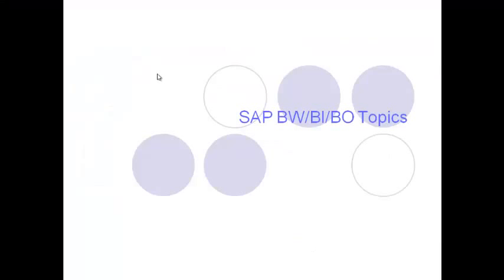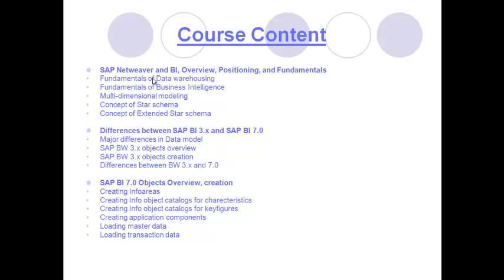So here we are going to see what topics we are covering in SAP BI BO. First of all, we will start with the NetWeaver basics and overview, all the fundamentals of data warehousing, business intelligence, multi-dimensional modeling, the concept of star schema and extended star schema, which are basics and prerequisites. Star schema and extended star schema are the base for SAP BI.